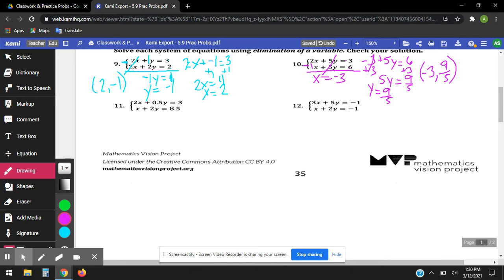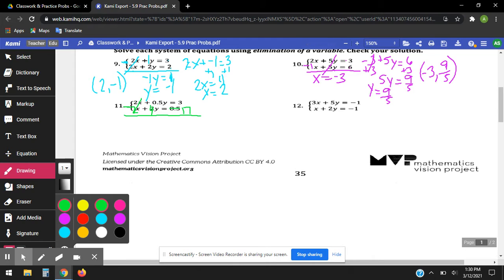Okay, none of these match. So I am going to go ahead and double my bottom one. So 2, make this a 4. 8.5 times 2 is 17. So I'm going to go ahead and double that so I can subtract them. 2x minus 2x is 0. Half minus 4 would be negative 3.5. And that equals 3 minus 17, which is negative 14.